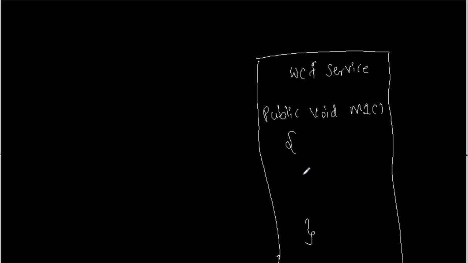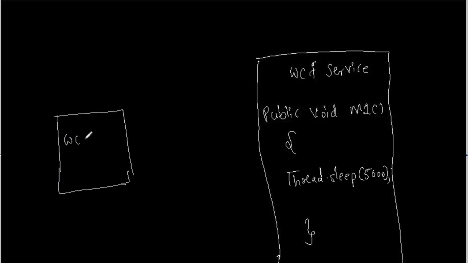And in this method M1, there is a simple line of code, thread.sleep. So basically, if anybody calls this method M1, this code will wait for 5 seconds, right? And this WCF service is consumed by a simple WCF client, which you can think of as a console application, who consumes this WCF service. In other words, he actually makes a call to this method M1.